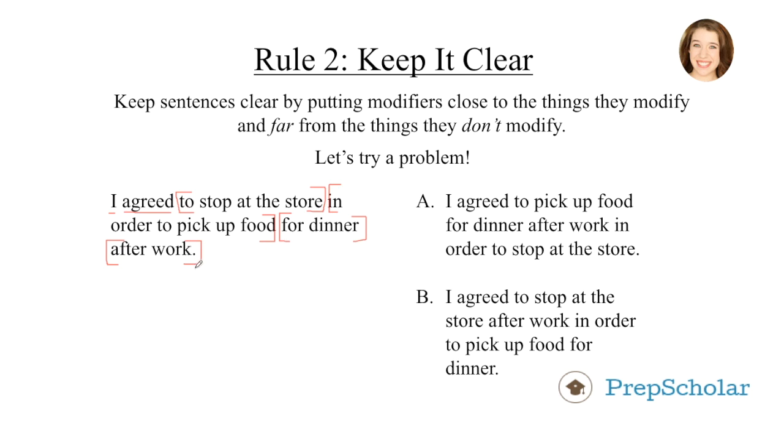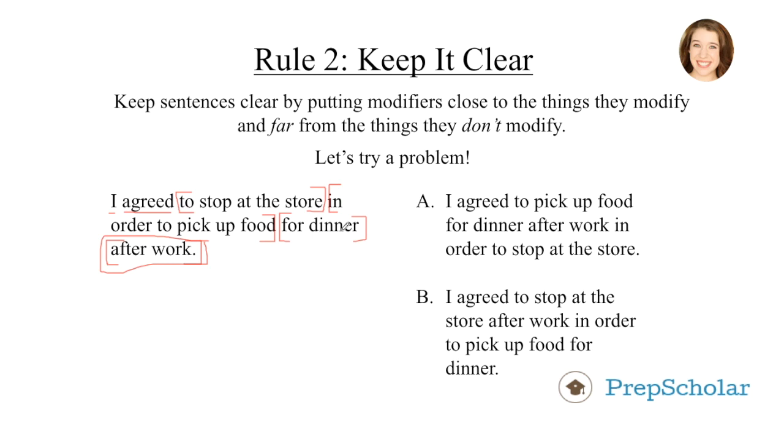Is there any clearer way to word this sentence? Is there any way we could move these pieces around in order to make it crystal clear what modifies what? Let's think about this one. After work. What is happening after work? Right now, it's placed right next to dinner. Pick up food for dinner after work. Well, is it just dinner that's happening after work?